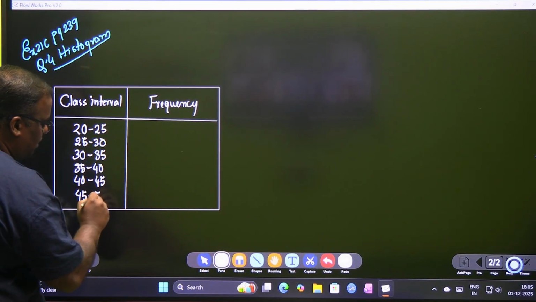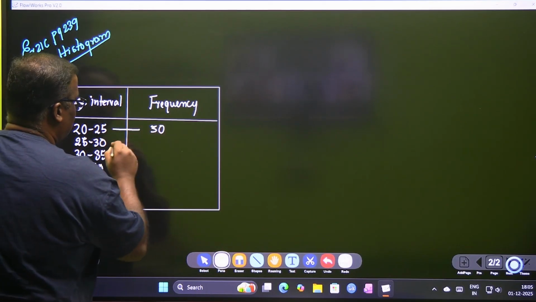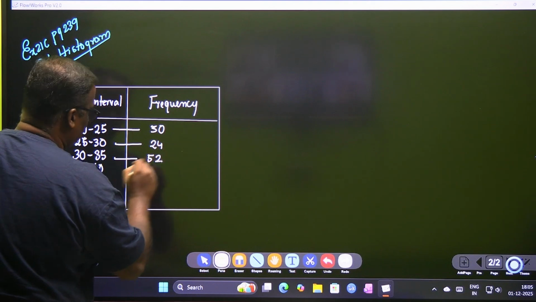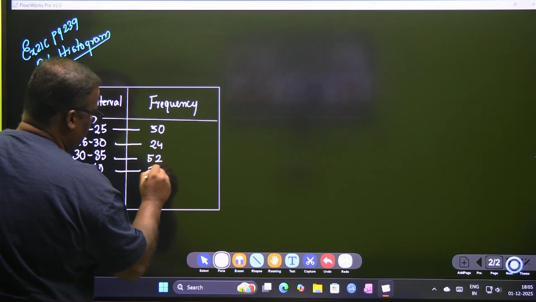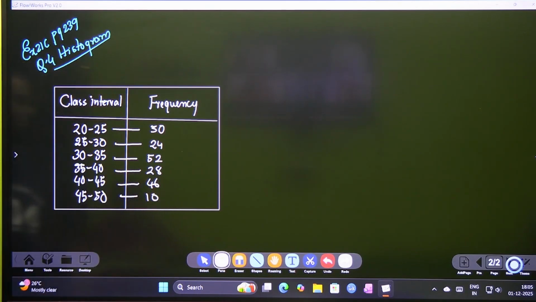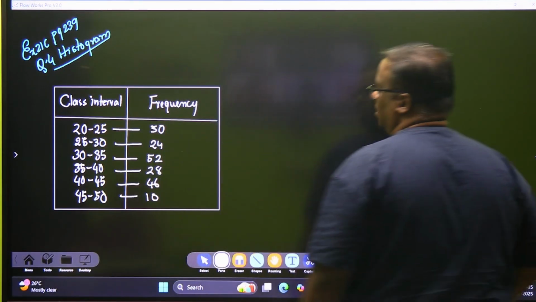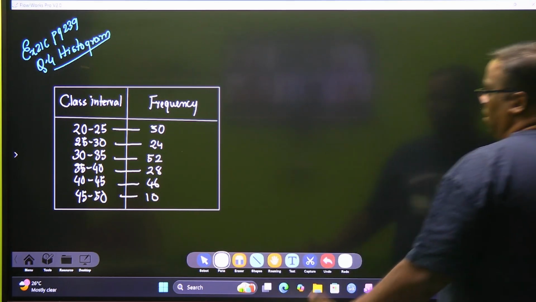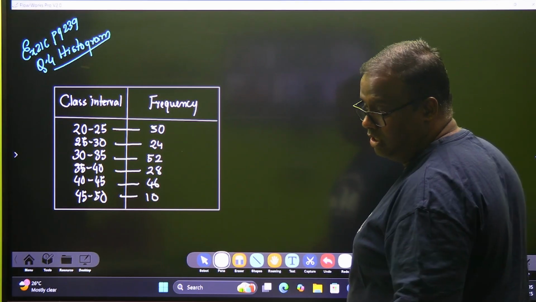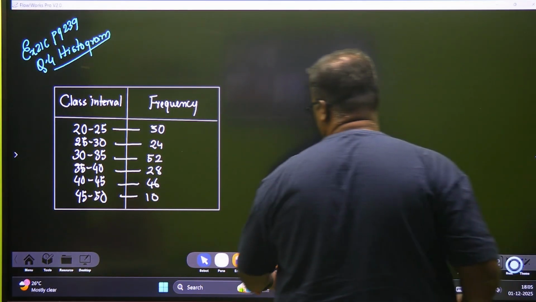Tell me the data is 30, 24, 52, 28, 46, 10. Our job is actually how nicely we can represent it on the histogram, so that the histogram looks neat. Now this is the challenge. So let's see how to make a neat histogram.